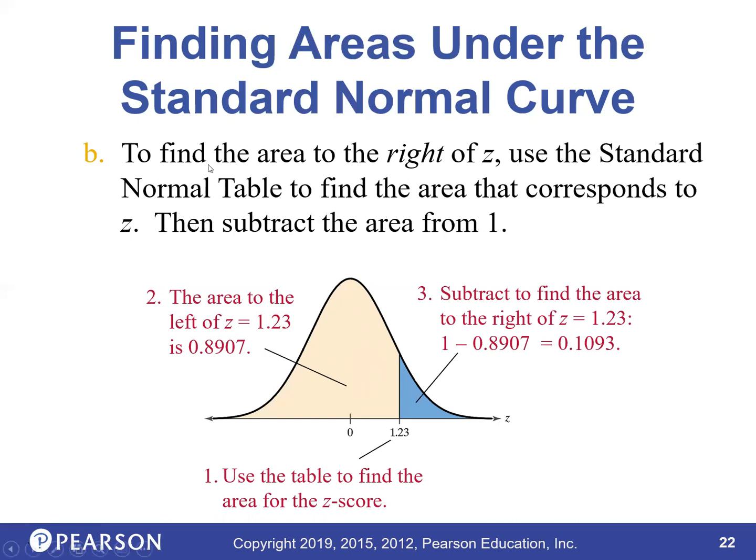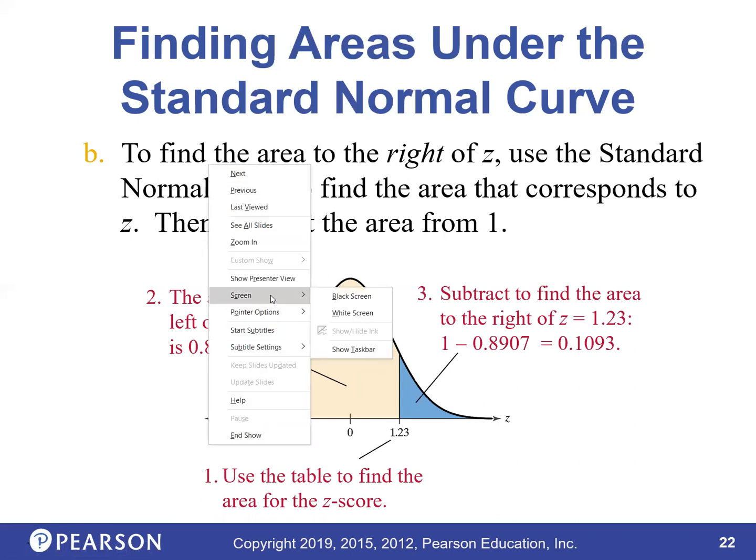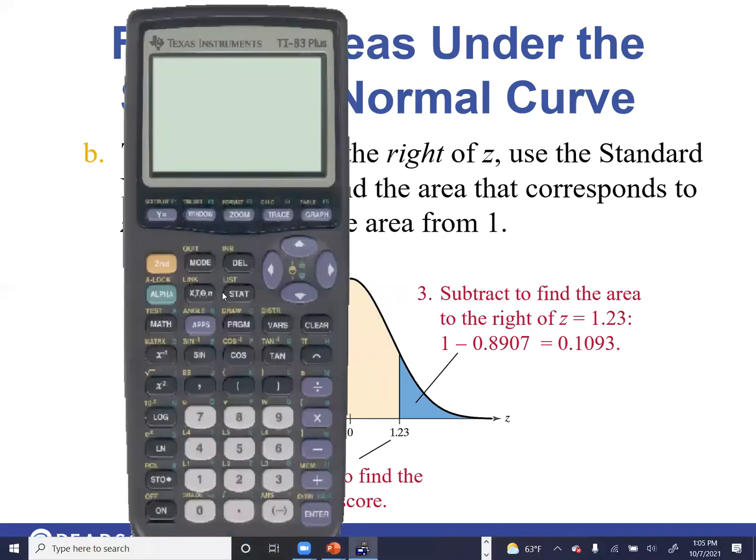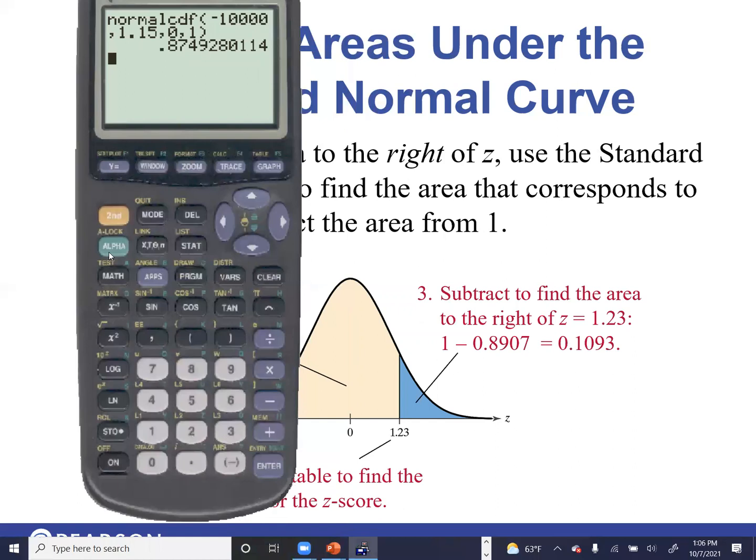Can you do it like this? We could do it by calculator. Let me do it real quickly here. Distribution, normal curve, negative 10,000, 100,000, whatever, then 1.23. Mu is 0, standard deviation is 1, and calculate. 0.8907 is perfect. So chop that off and subtract from 1 physically. Or we could do it like this. Check this out.